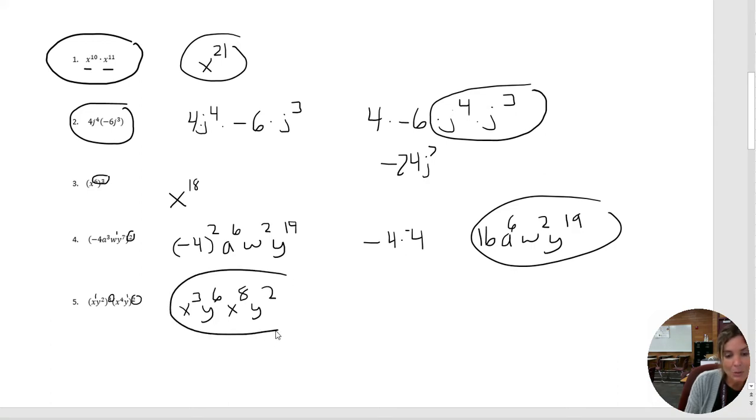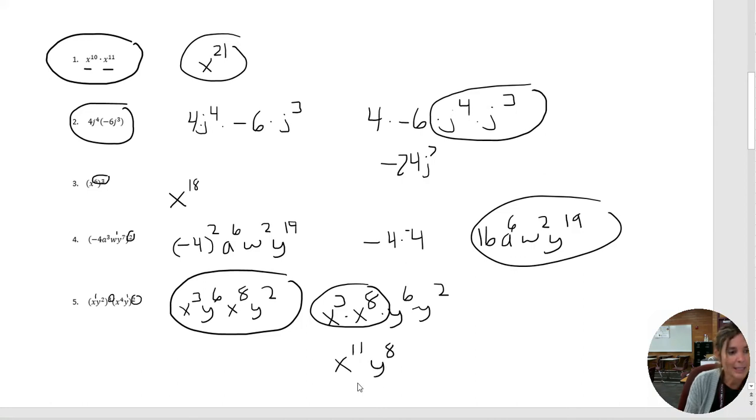Now we need to multiply our like bases. So I'm just going to reorganize this, rearrange the order that I'm multiplying in so that I have like bases together. So x to the third times x to the 8th. We're going to use the product rule. We keep the base the same and we add the exponents. Y to the 6th times y to the 2nd is y to the 8th.